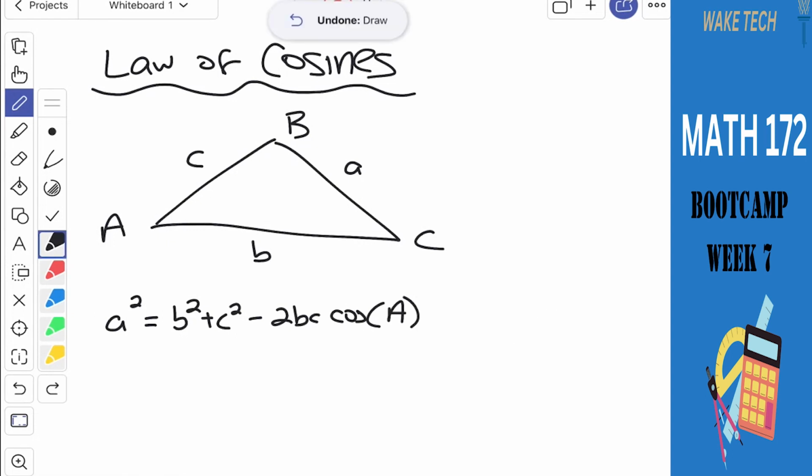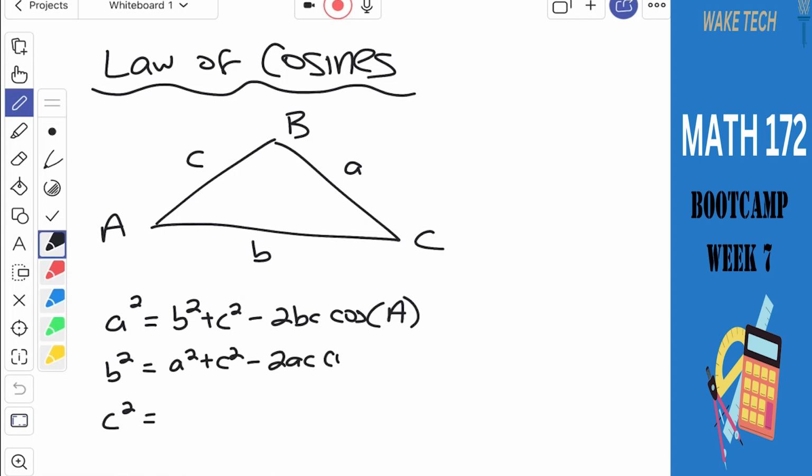There are 2 other versions. They each start with b squared and c squared. If we're looking to find side b, the equation is b squared equals a squared plus c squared minus 2ac cosine of angle B. And if we want to find side c, the equation is c squared equals a squared plus b squared minus 2ab cosine of angle C.